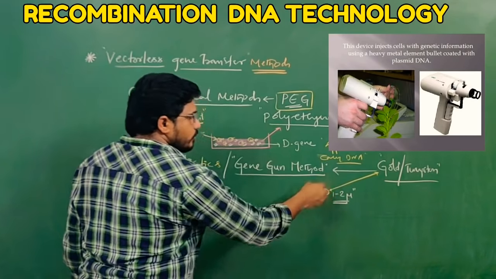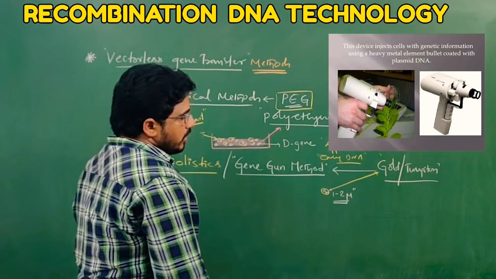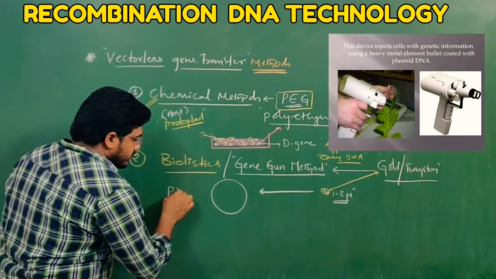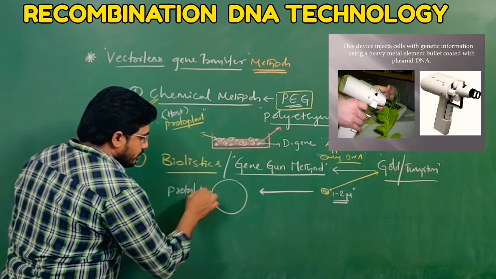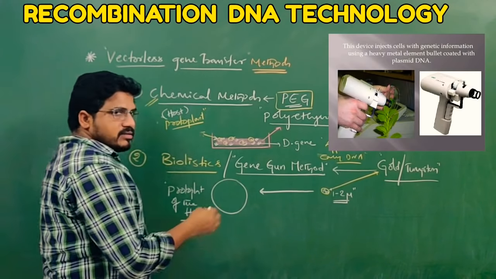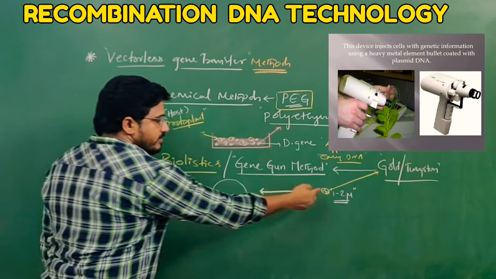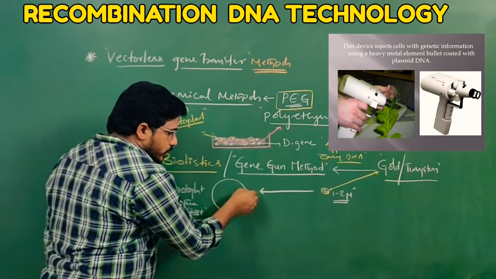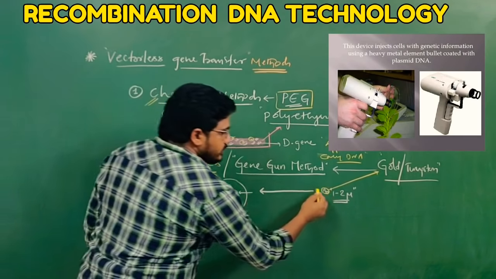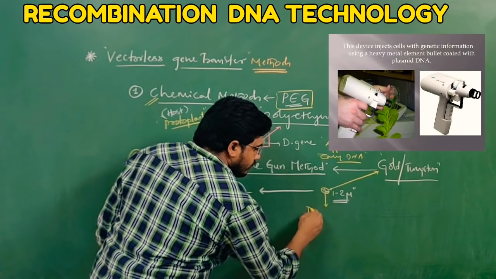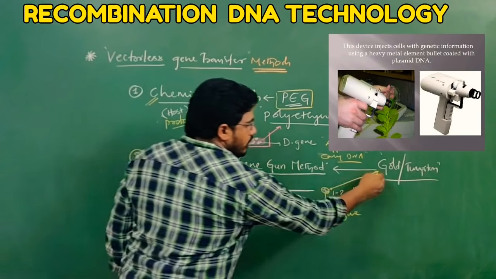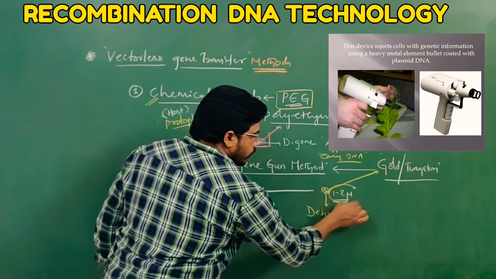This type of desired gene, which is covered or enveloped by gold or tungsten, will be shot into the host cell. Nothing but this is again the protoplast of the host. If it is a bacteria or plant, the cell wall will be removed. If the cell wall is present, it will never go inside. So the protoplast is ready to accept it. This is a genome, so this desired gene is inside. The desired gene is wrapped by gold or tungsten, and the size should be 1 to 2 microns.